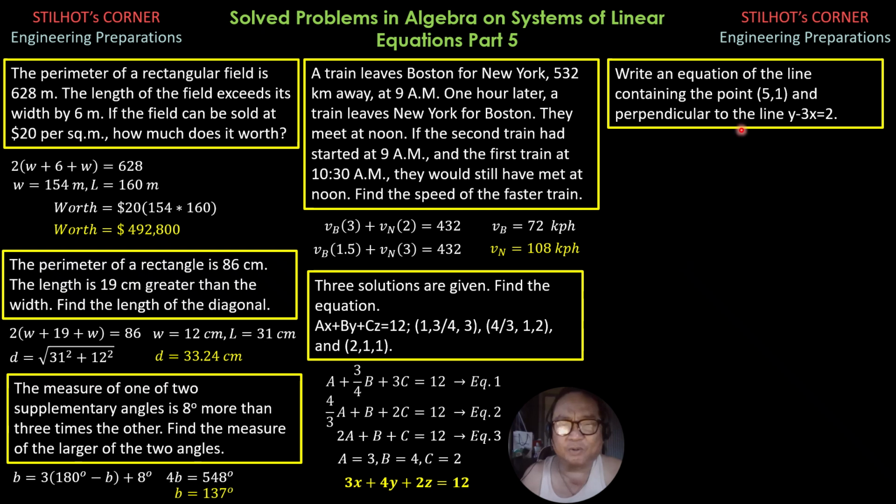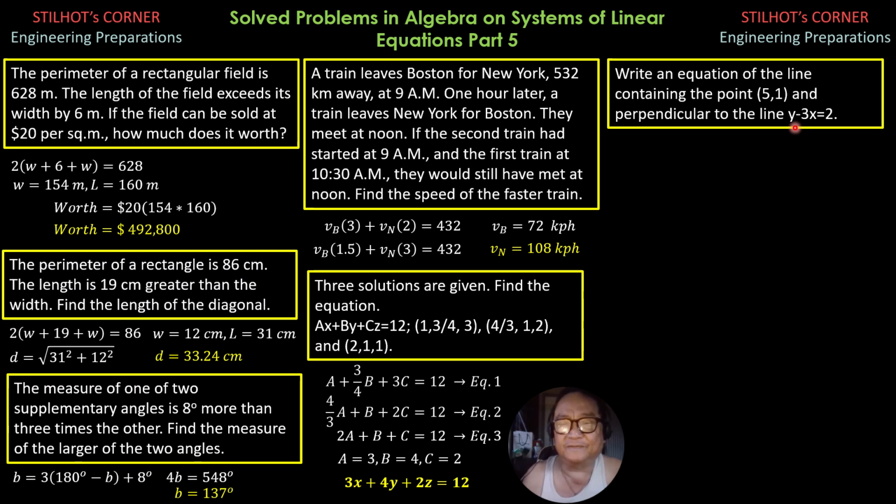Next, write an equation of the line containing the point (5, 1) and perpendicular to the line y minus 3x equals 2. So remember that two lines are perpendicular if the product of their slopes is -1, or the slope of one line is the negative reciprocal of the other, or simply from the given equation, the coefficients interchange and the sign between them will also change.